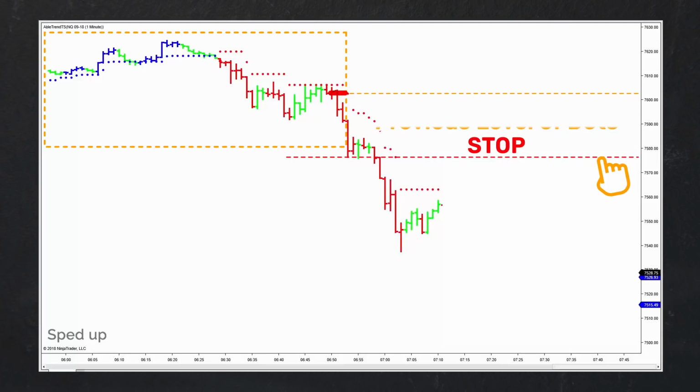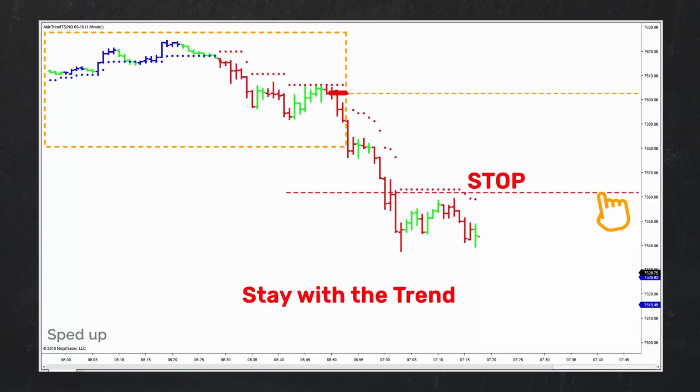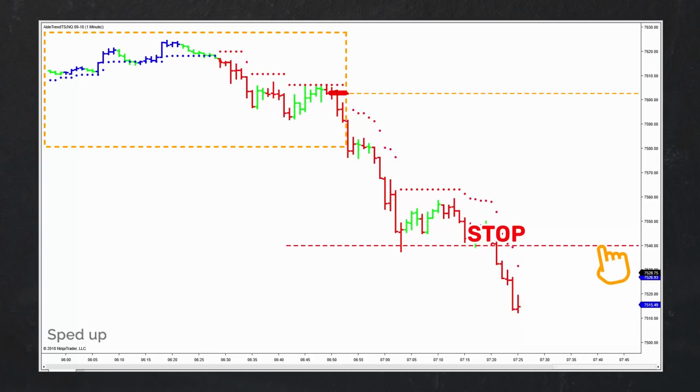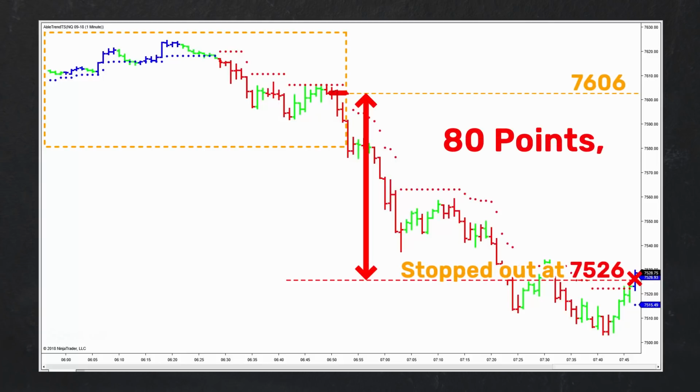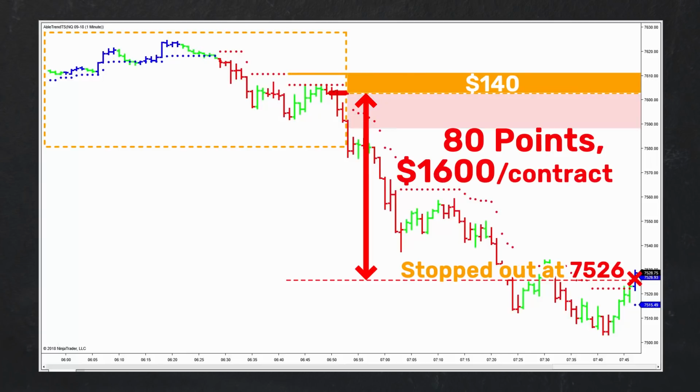We'll continue using the previous level of the dots as our stop, and we can stay with the trend until the position is either stopped out or the color changes to blue to signal the end of the trend. That's what allows you to capture the big winners. Here you can see the trade would come off as the price crosses the previous level of the dots. It's getting stopped out at 75.26. That's an 80-point gain, or $1,600 per contract. Remember, this is a trade setup that only risked $140 per contract at the start of the trade, so that's some seriously good risk and reward.